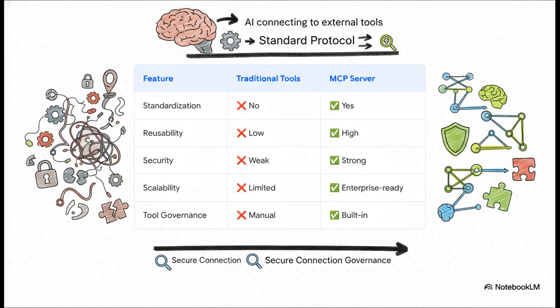I mean, when you put them side by side, the difference is night and day. The old way was total chaos, right? No standards, you couldn't reuse anything, and the security was, frankly, a joke. But with an MCP server, everything changes. You get standardization, you get high reusability, and the big one, you get rock-solid security and governance. This is what makes it ready for the big leagues, for real, enterprise-level stuff.